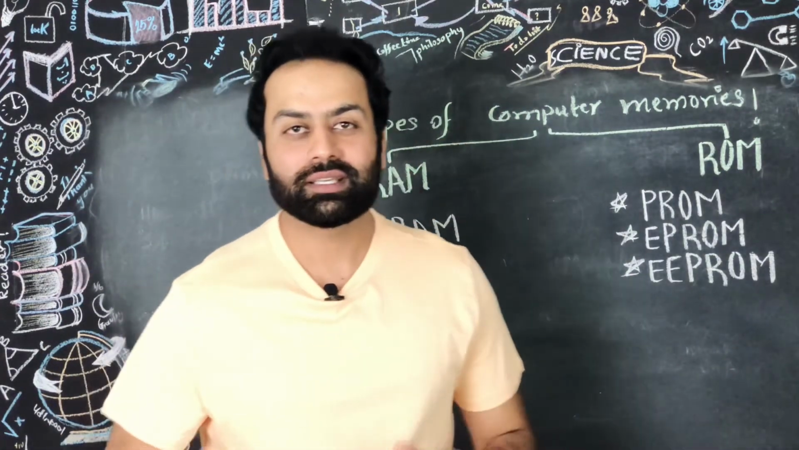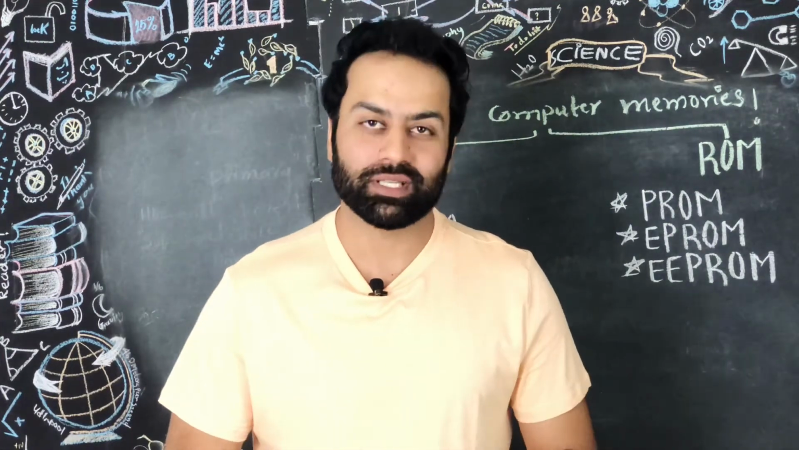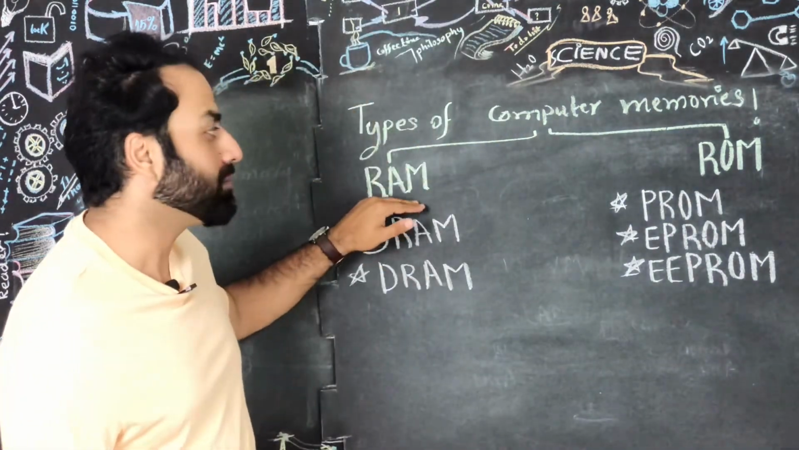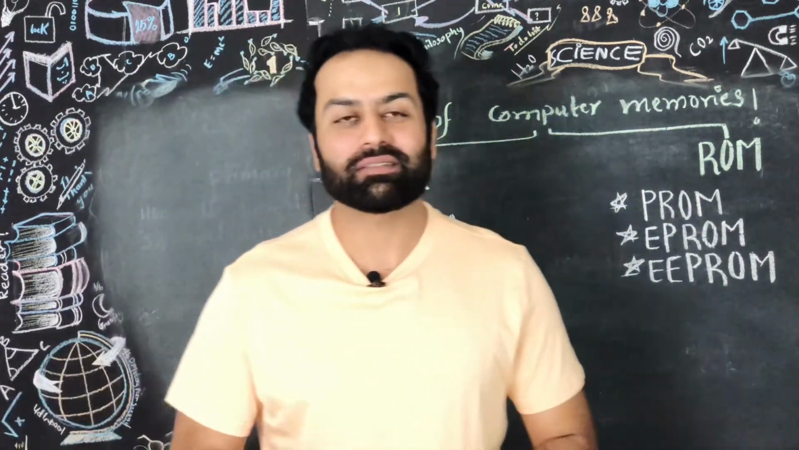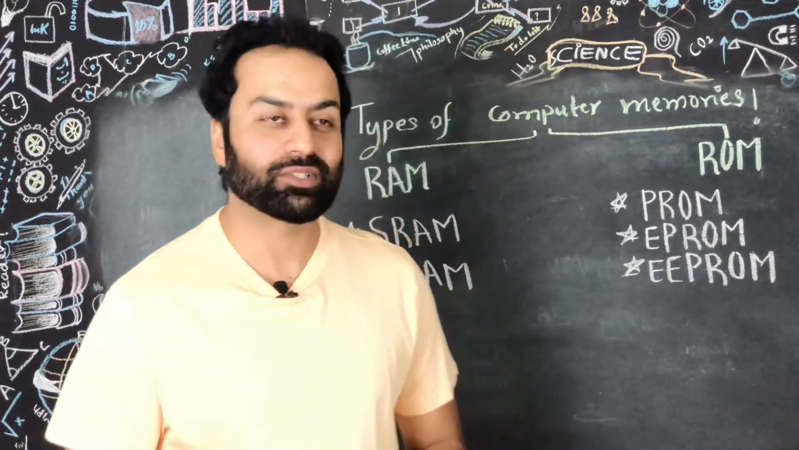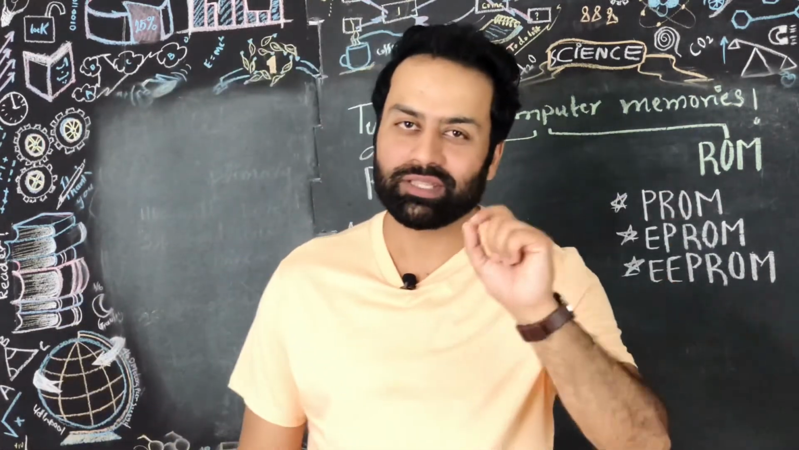So overall, we have two types of computer memories. We have RAM and we have ROM. So what is RAM? What is ROM? RAM stands for random access memory, and ROM stands for read-only memory.